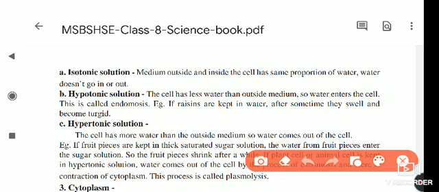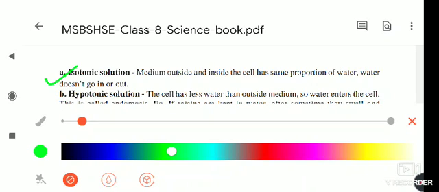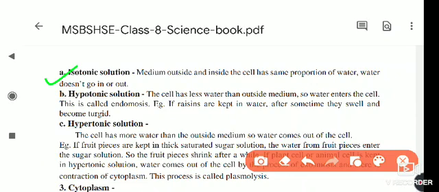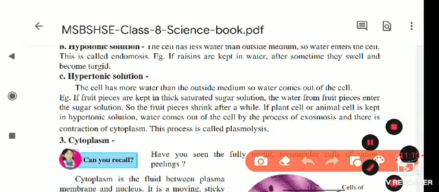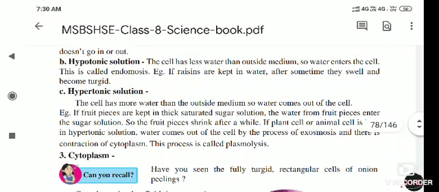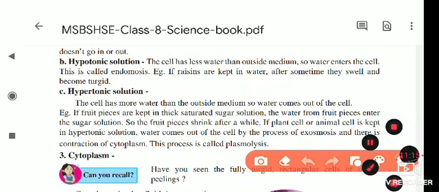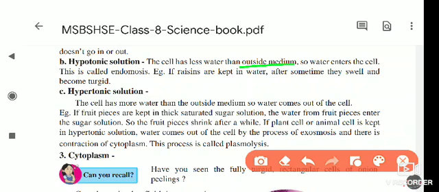Okay, it means water does not go in or out. This is called an isotonic situation. Second is the hypotonic solution. In a hypotonic solution, the cell has less water than the outer medium. Then the water enters the cell, and this is called endosmosis.